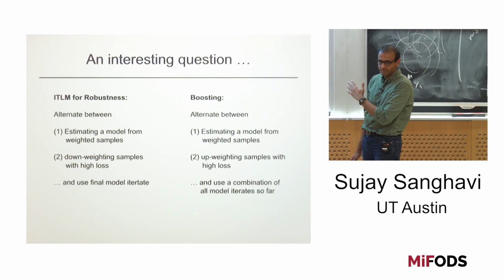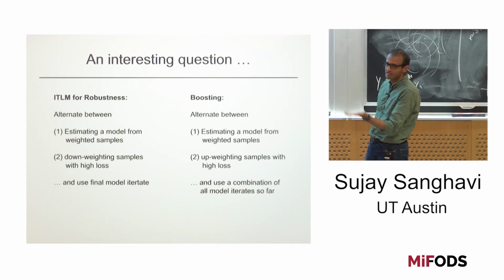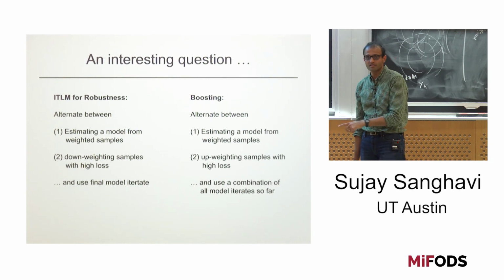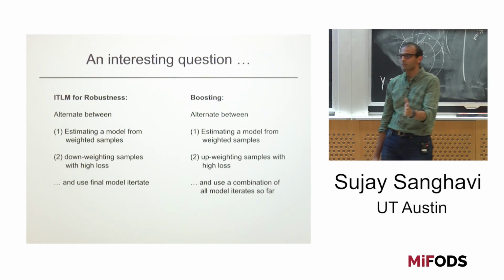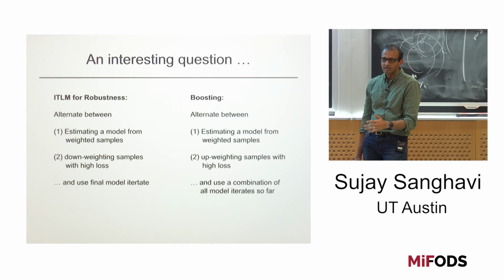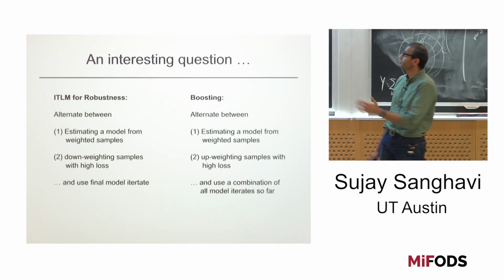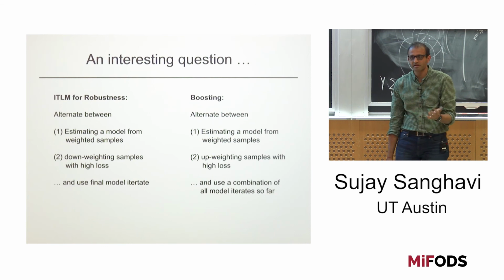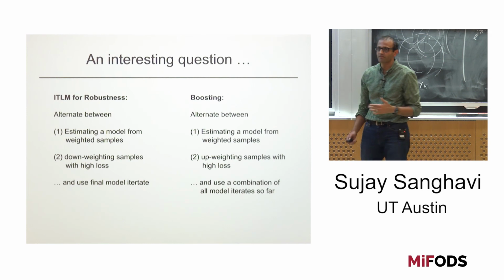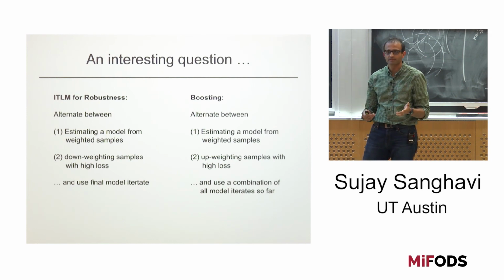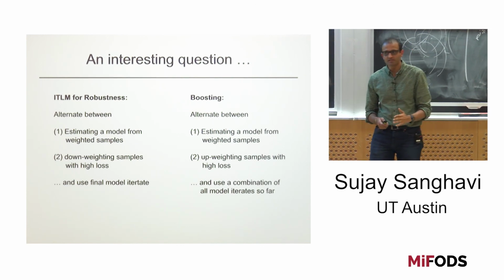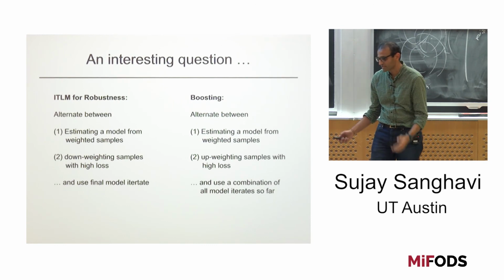As opposed to that, boosting also estimates a model from weighted samples, but then it does the opposite of what I'm doing, which is it gives higher weight to higher loss samples, all right? So it seems to be doing exactly the opposite thing, right? And one would imagine you cannot have boosting and robustness at the same time. The only reason why I think it might be possible is because it uses an ensemble of all the models it generated so far, but I'm using only the last model. So I think it's an interesting question to see if one can do boosting when you have outliers. Okay, and boosting needs to be changed for this, and I'm not sure how to do it. Okay, but it's an interesting question.